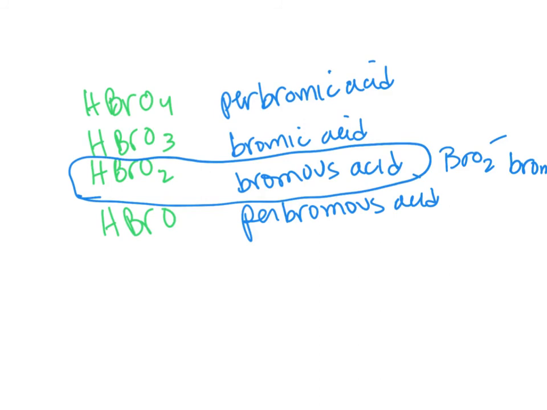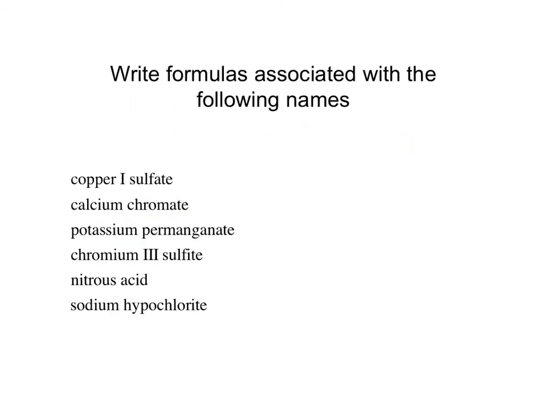All right, and then I think just a couple more. This one, write the formulas associated with the names. So this one would be, you got copper here and sulfate. You know that sulfate is -2, so this is going to be +2. So this would be copper 2 sulfate.